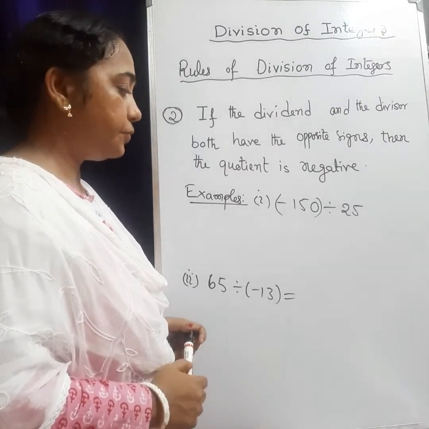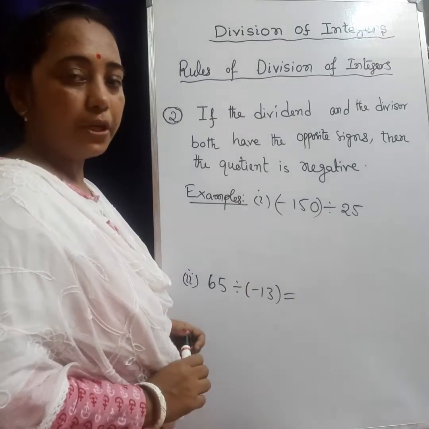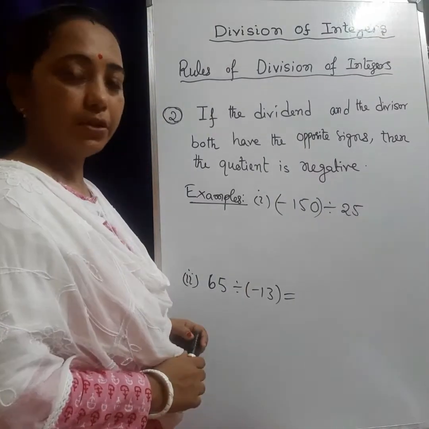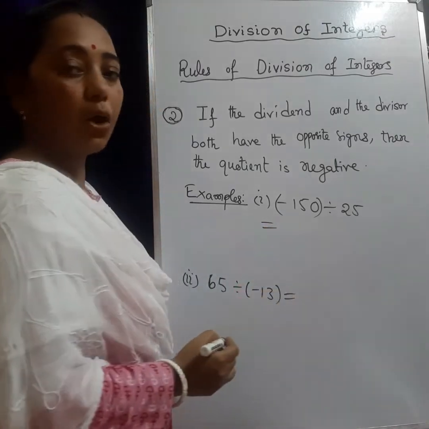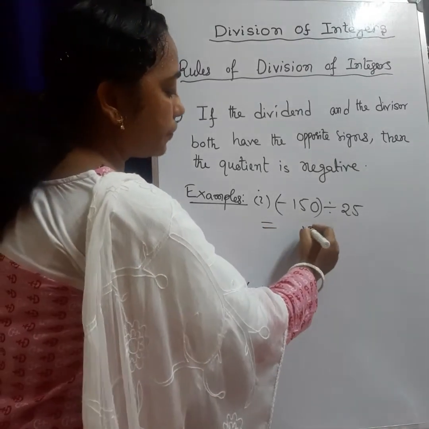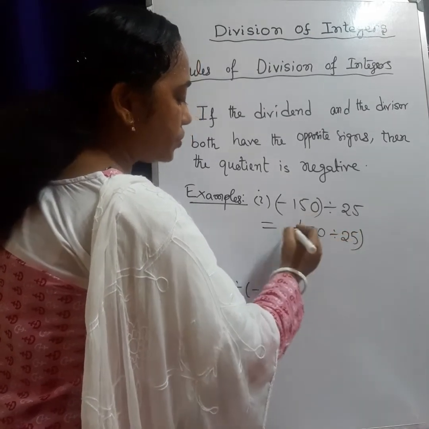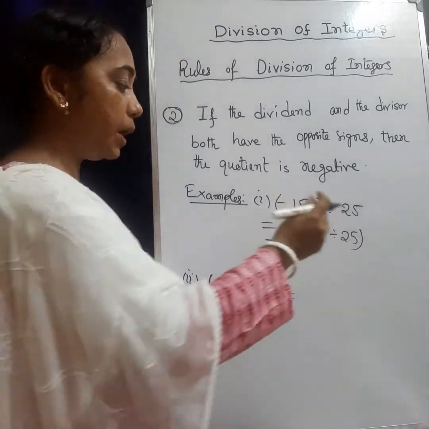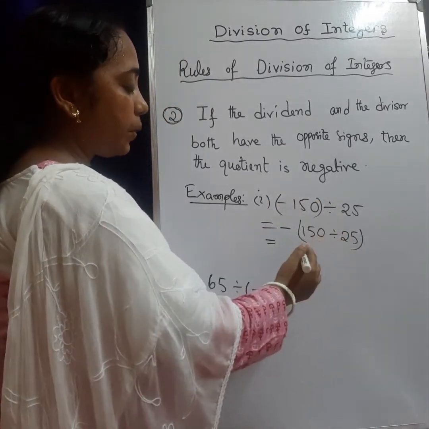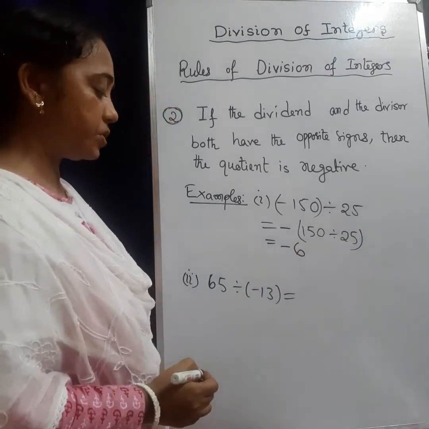For example, if we divide minus 150 by 25, here minus 150 is the dividend and 25 is the divisor. In this case, first we divide the integers without their signs. So first we divide 150 by 25 and then we put the negative sign to the quotient. If you divide 150 by 25, it is completely divisible, so we get the quotient 6.